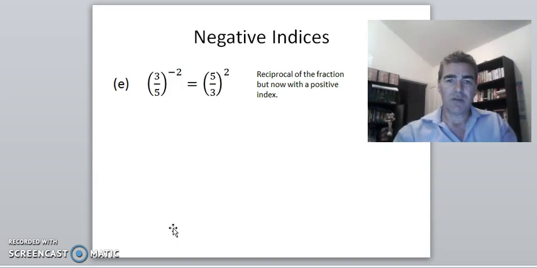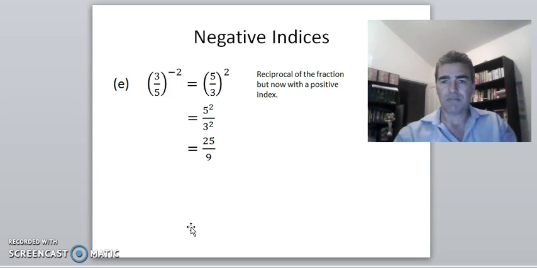We can take that a little bit further, because now we can share that index of 2 with the numerator, like we learned last lesson, and we can also share it with the denominator. And then we can take that a bit further, because 5 squared is 25 and 3 squared is 9. Now if there were algebraic terms in there, we'd probably leave that as improper, but with fractions without pronumerals we can simplify a bit further, and we can take that to 2 and 7/9. So they're the basics of negative indices. We'll have an exercise to do now.